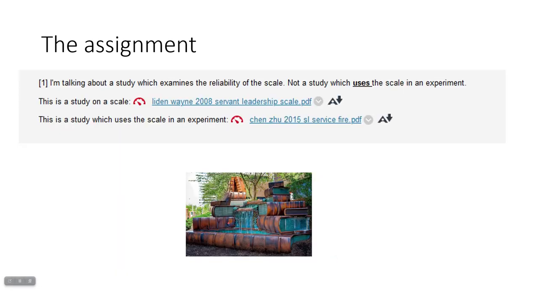And then I finally say, I want you to look at an article that develops or studies the reliability of the scale and not a study that uses the scale in an experiment. And I give you 2 specific examples, Shen Zhao and Linden. So I have the linked PDFs here. That's a pretty specific suggestion that I suggest you look at them. So why don't we take a look at them?